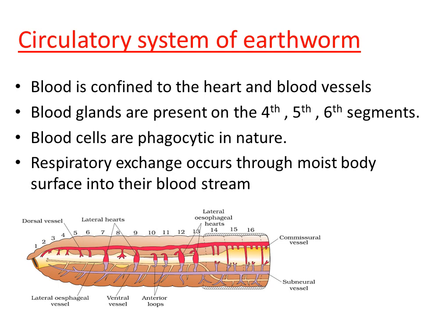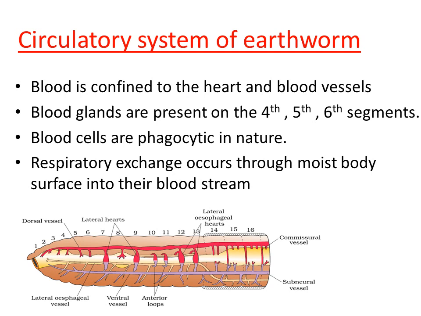So the first pair of heart is called the lateral heart. They are located in the 7th and 9th segment respectively. The main function of the heart is that it pumps the blood from the dorsal blood vessel to the ventral blood vessel. And we can also find the lateral esophageal heart. They are present in the 12th and 13th segment respectively. They also connect the dorsal blood vessel with the ventral blood vessel, right?